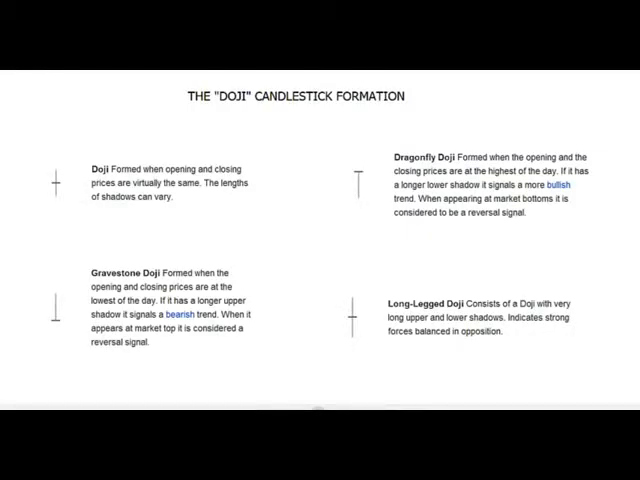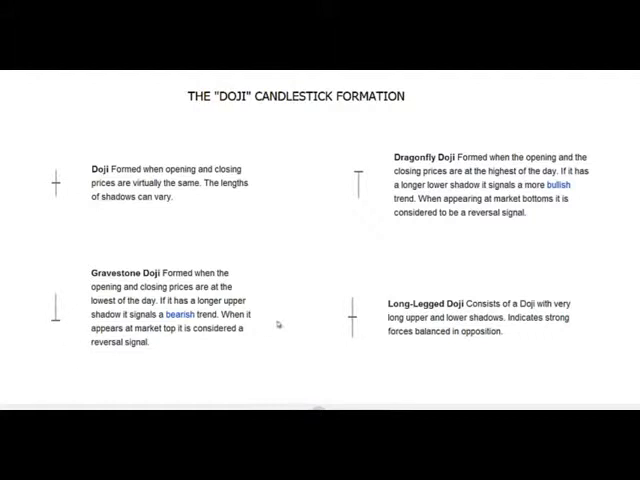One of the first patterns I'd like to cover is called the Doji candlestick formation. This is one of the oldest patterns that you're going to find around, but it's one of the more powerful ones because it signifies whether a trend is going to either continue or reverse.